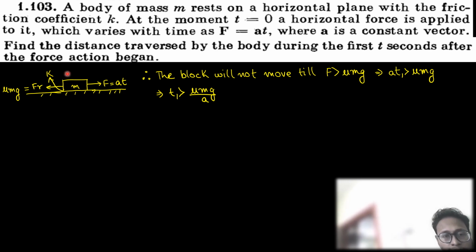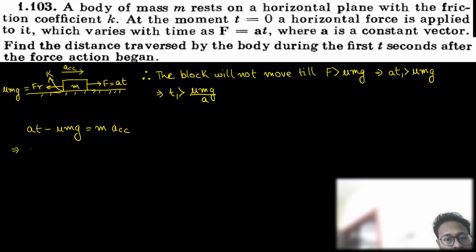If the block started moving, it would move with some acceleration, so I need to find the value of acceleration. Let's write the equation. Force minus friction force is equal to mass into acceleration. If I divide by mass, I get At by m minus mu g is equal to acceleration. Now acceleration is nothing but dv by dt.